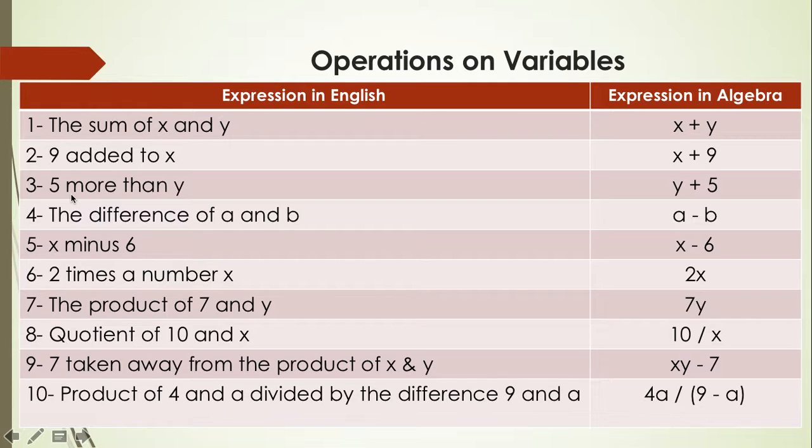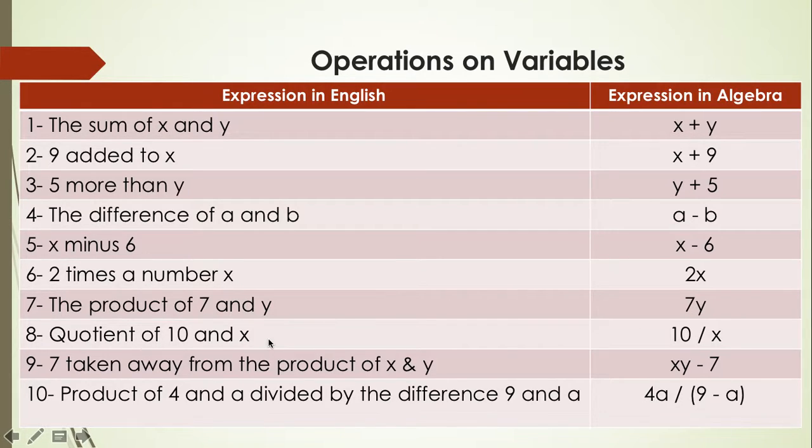Another addition is 5 more than y is nothing but y plus 5. The difference of a and b is just a minus b. X minus 6 can be written this way, x minus 6. 2 times a number x is 2 times x. The product of 7 and y is just 7y. Notice we don't write the multiplication sign when we're doing a variable and a constant.